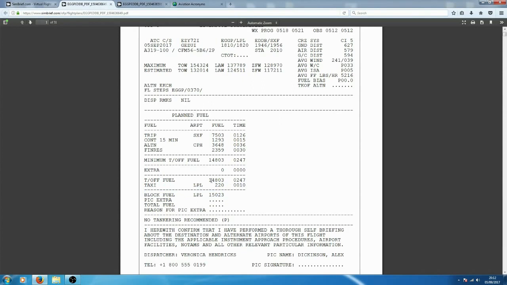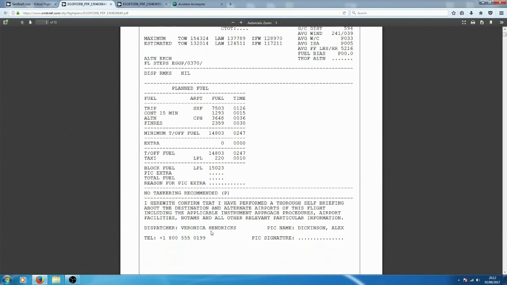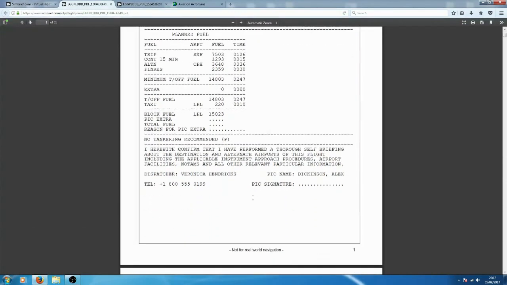Of course, you get a lot more information based on this upon your load sheets. I'll also be doing a tutorial later on about how you can read them. And like I say, PIC extra is in case the pilot in command wants more fuel than your total fuel, etc. This here is also some extra information, so the pilot in command will need to sign that and other stuff, etc.